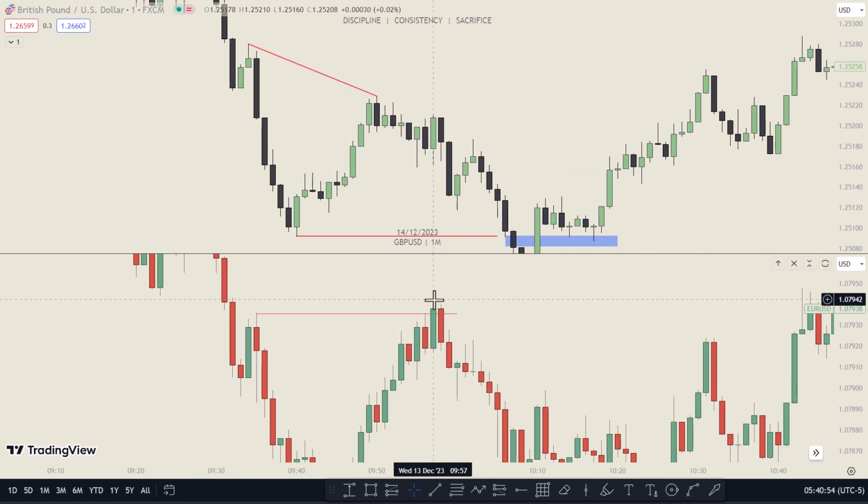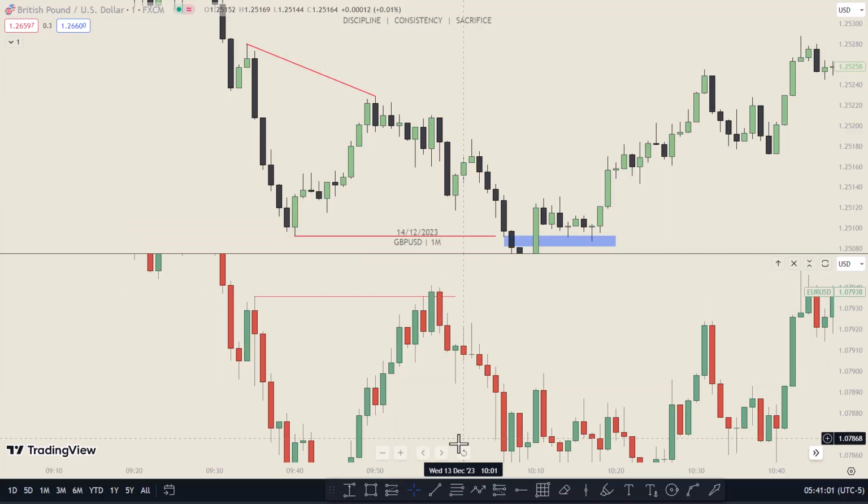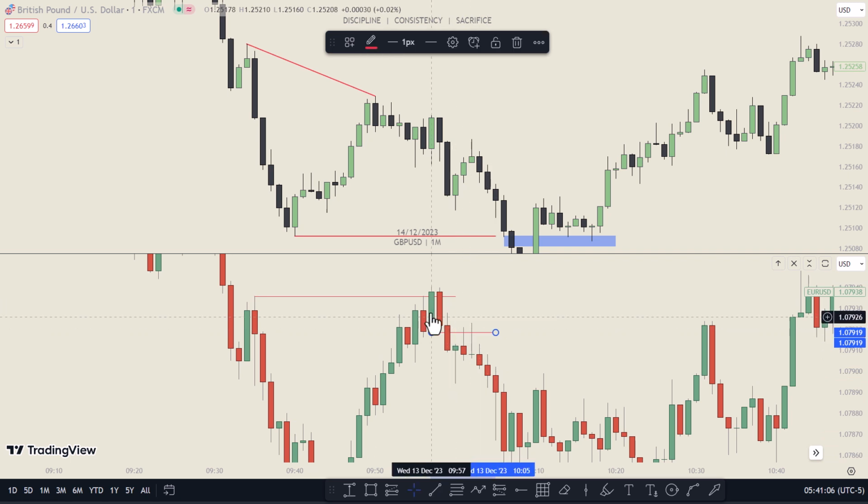Again, it is better to not just sell right here. Wait for a confirmation on the lower time frame. And as you can see, we have the change in state of delivery right here. So this is an order block.